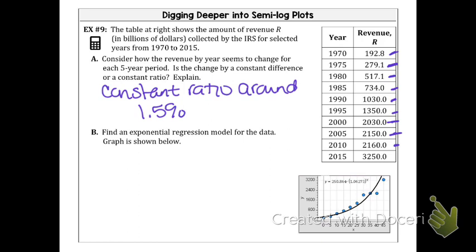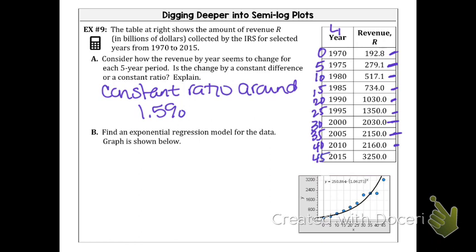All right, B said to find an exponential regression model for the data. The graph is shown below. All right, so we're going to put this in L1 and L2. Now, I didn't type in 1970, 1975, 80, 85. What I did is 1970 was year 0. So this was 0, 5, 10, 15, 20, 25, 30, 35, 40, and 45. So that's how I did it, to put them in my calculator.